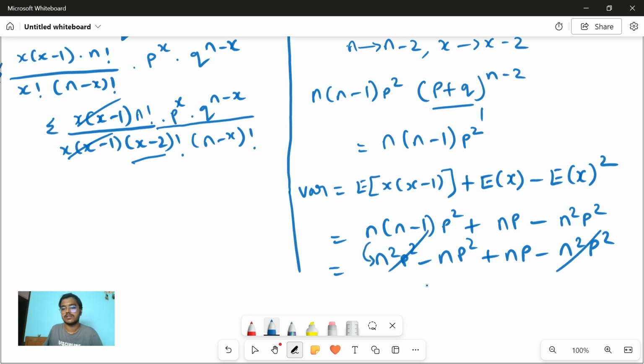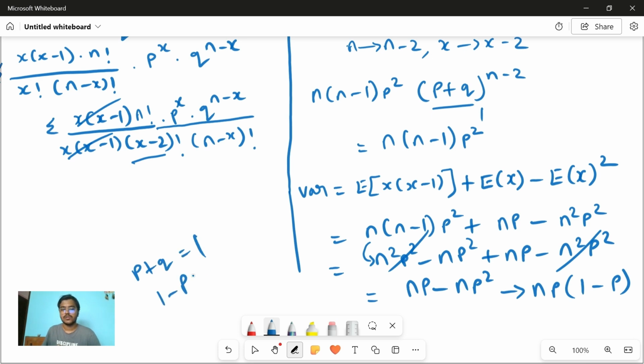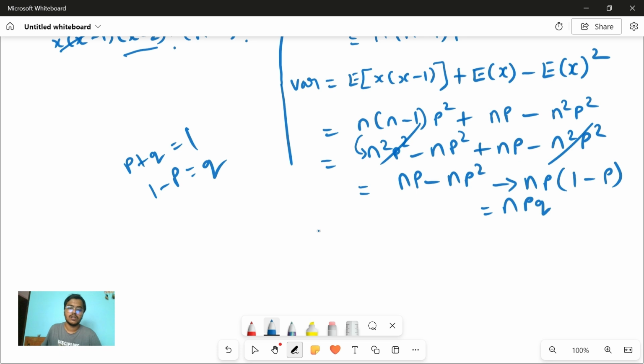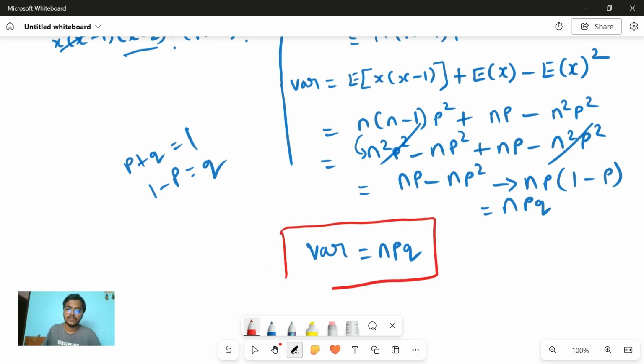n square p square will cancel. Now it is np minus np square. If you take np common, you get np of 1 minus p. What is 1 minus p? You know p plus q is 1, so 1 minus p will be q. So you will get npq. Got it? So what is the variance? The final variance formula is npq. Understood? So if you want to calculate the standard deviation, do root of npq. That's all. Root of npq will be the standard deviation.